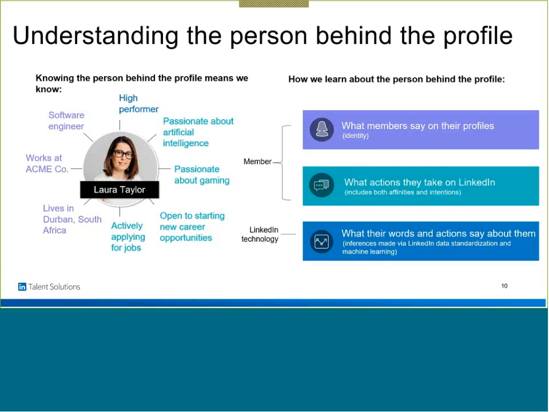So whether it's data standardization that helps understand that she's an engineer, or AI that helps understand the skills she doesn't explicitly list in her profile, or that she's a high performer. So really this is where we're looking to move, embedding that AI and that machine learning into our tools to help you make those connections and bring that 1,000 down to 10 as quickly as possible.